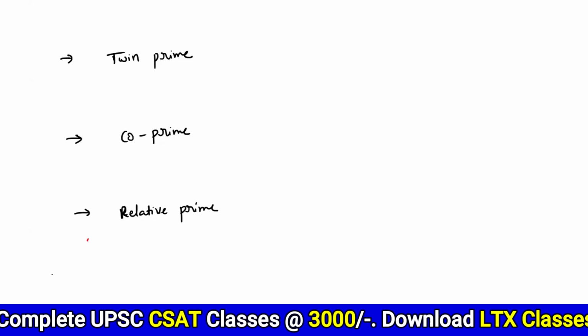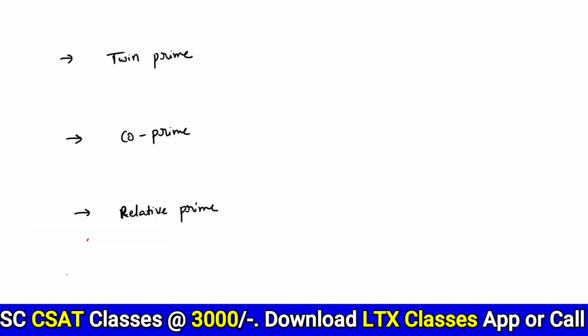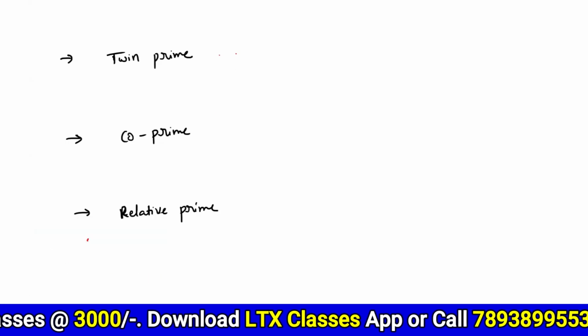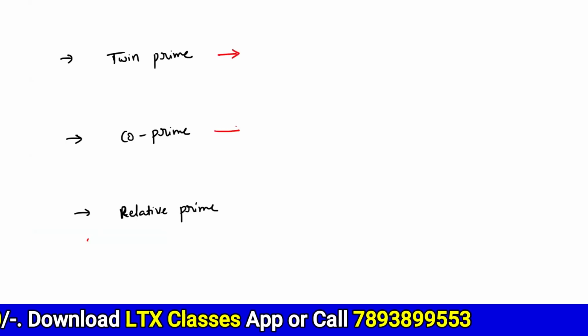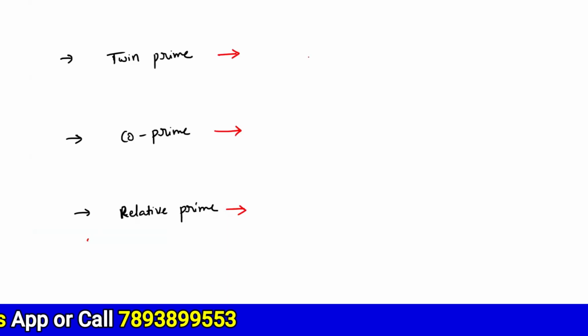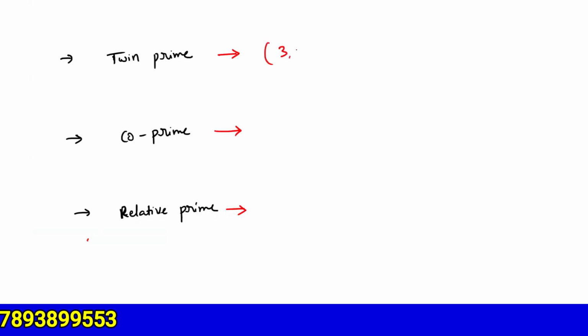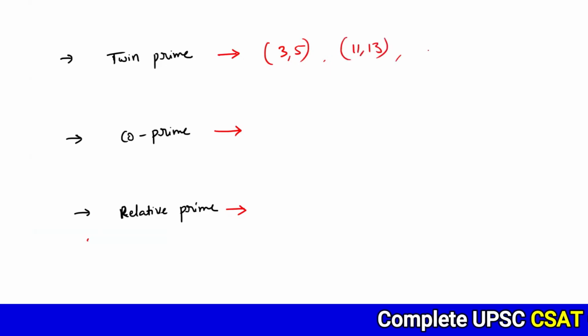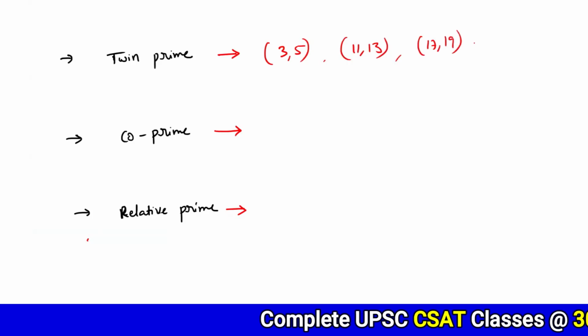Now regarding twin primes, the difference between the prime numbers must be 2. So can you guys tell me which type of numbers are called twin prime numbers? 3 and 5, very good. So 3 and 5 are twin primes. Next, 11 and 13, 17 and 19.